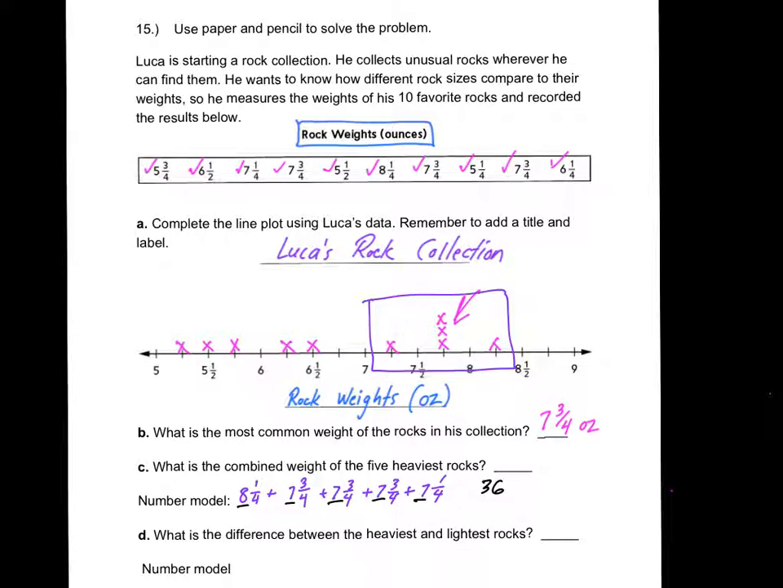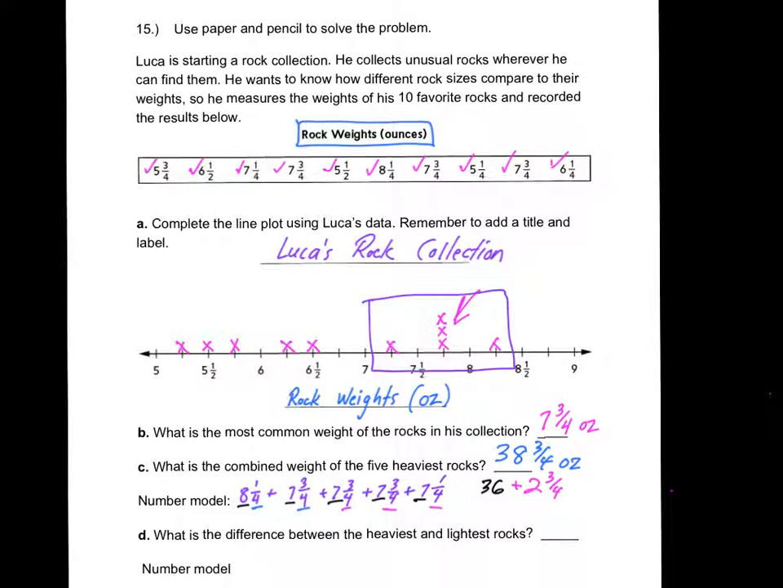Now, I'm going to combine some fractions that equal 1. I see I have a fourth and 3/4, so that equals 1. And I have another 3/4 and a fourth, so that equals 1. So 1 plus 1 is 2. And that leaves just a 3/4 left over. So now I have the whole numbers equal 36, and the fractions equal 2 and 3/4. I combine those together for my final answer of 38 3/4 ounces.